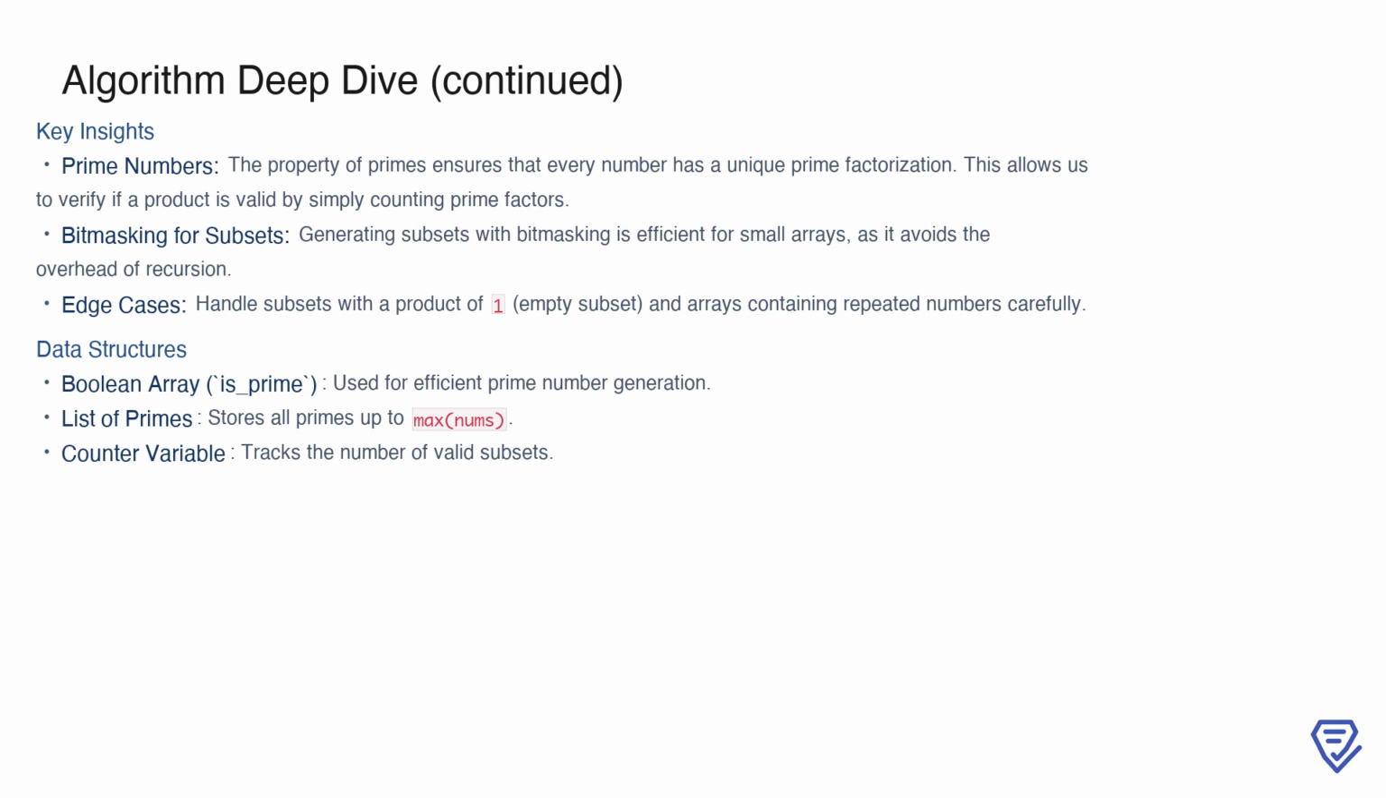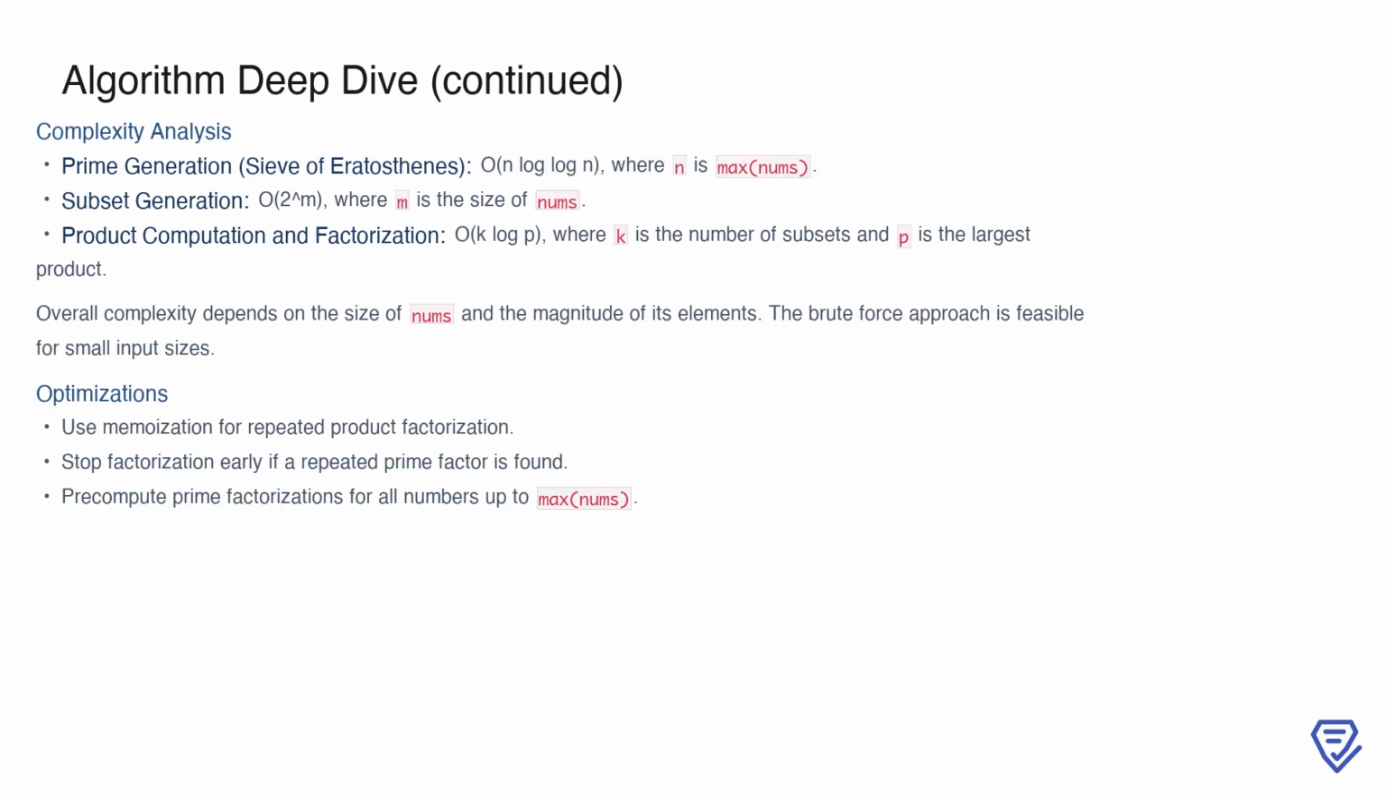avoid incorrect results. In terms of data structures, the Boolean array is_prime is essential for prime number generation, while the list of primes stores all primes up to the maximum value in the array. Finally, a simple counter variable is used to track the number of valid subsets, making the algorithm both modular and easy to follow. Analyzing the complexity, the sieve of Eratosthenes runs in O(n log n), where n is the maximum value in the array.